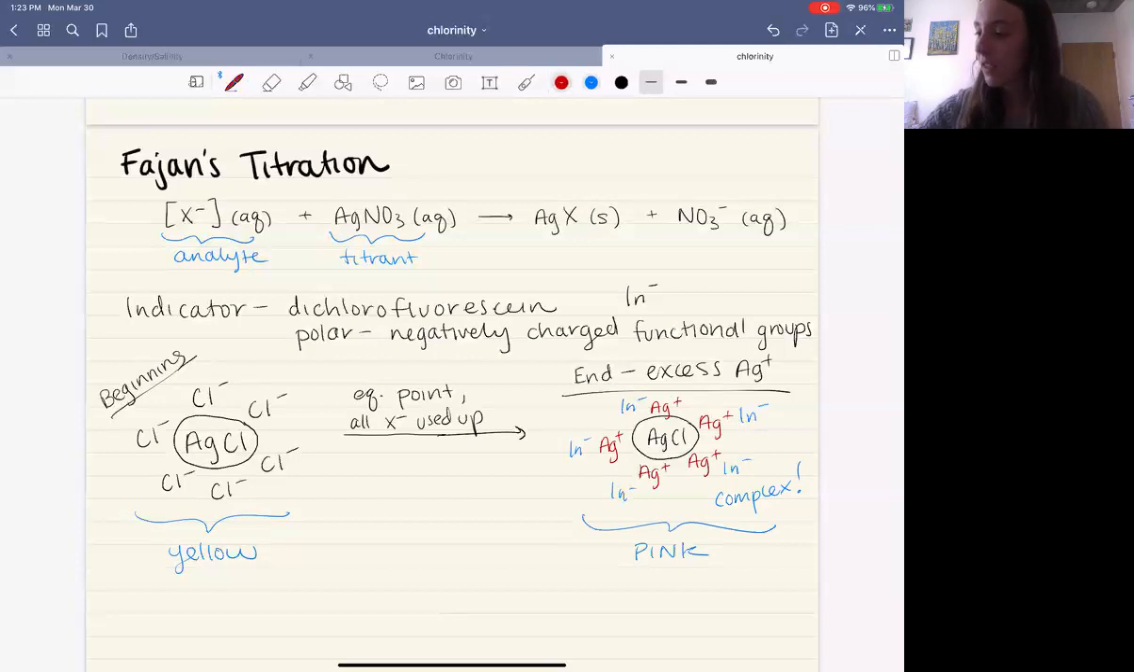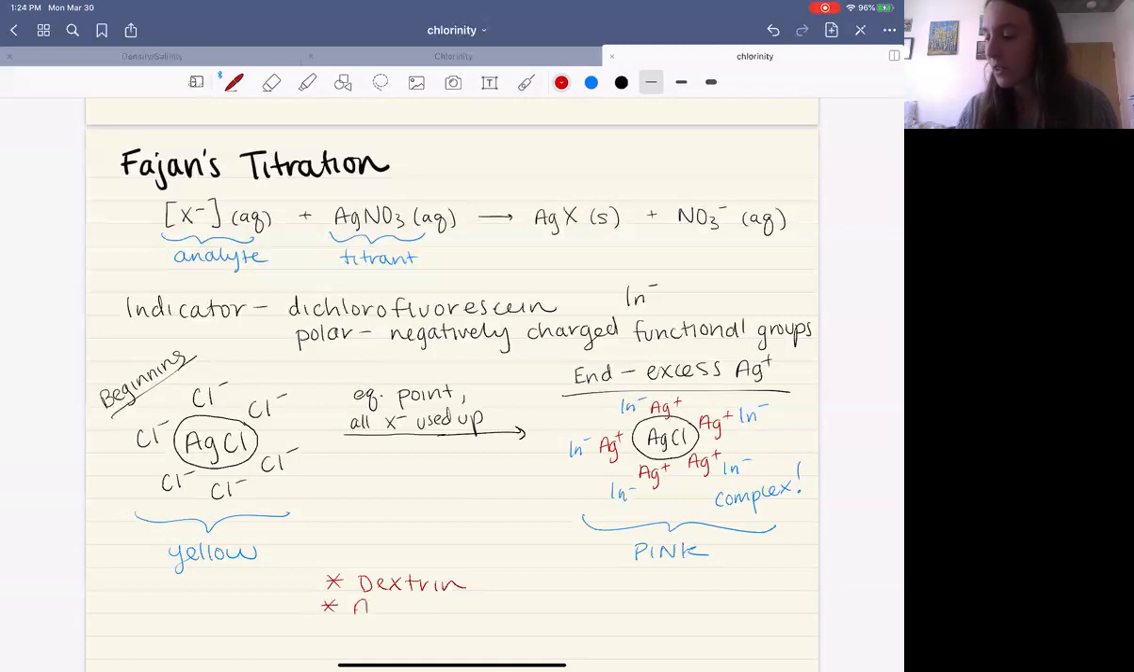Some other things to think about with this procedure, you also add dextrin. Why do you add dextrin? All this coagulation is happening in the solution. You're forming a precipitate, and you want to make sure that your titrant can access all, everything in the solution. So we want to avoid any coagulation that causes any of our halides to get trapped. And dextrin is an anticoagulant, so that's going to help keep all of the ions floating around and free.